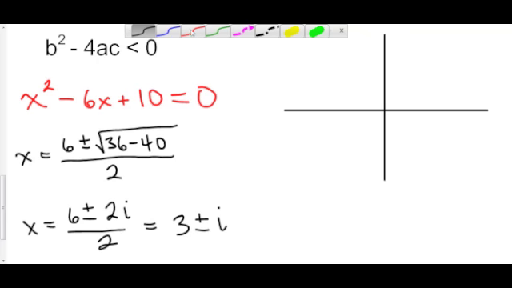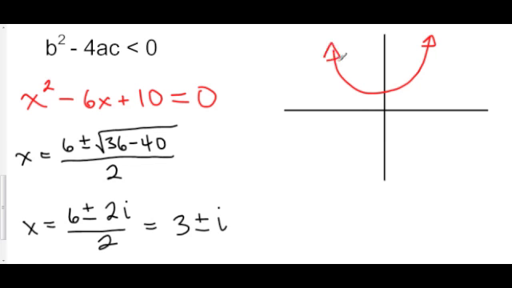Well, what does this mean in terms of my parabola? What it means is that it does not cross the x-axis. The entire parabola is either above or below the x-axis. And that is the discriminant.